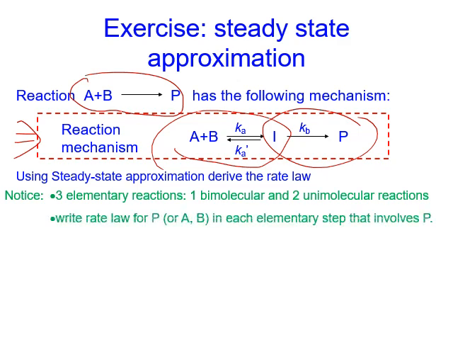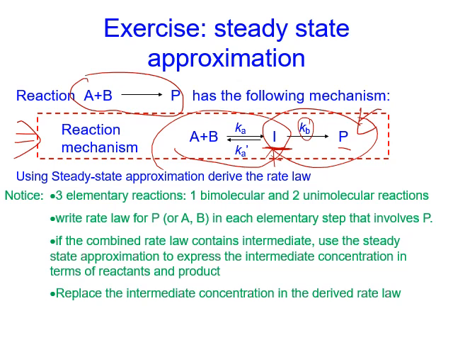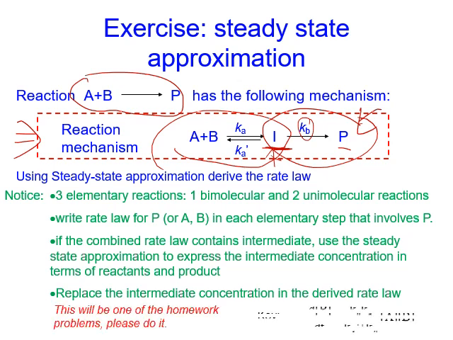So you write the rate law for either reactants or product. In this case, it's more convenient to choose product P. Then you write the rate law for P. In this case, it should be kb times the reactant I, but I is an intermediate, so it's not acceptable as a final rate law. That's why you need to use the steady state approximation to find the concentration of the intermediate I, and then you combine together and write a rate law. So you replace the intermediate concentration and find the rate law.